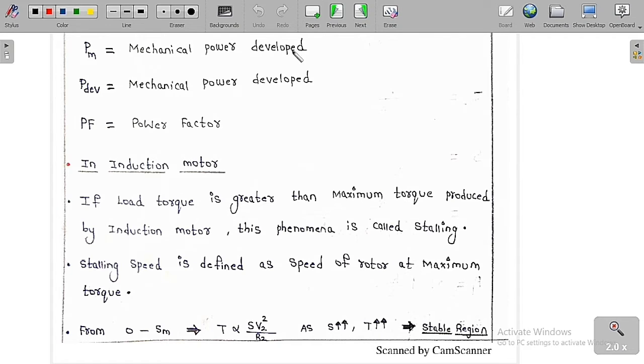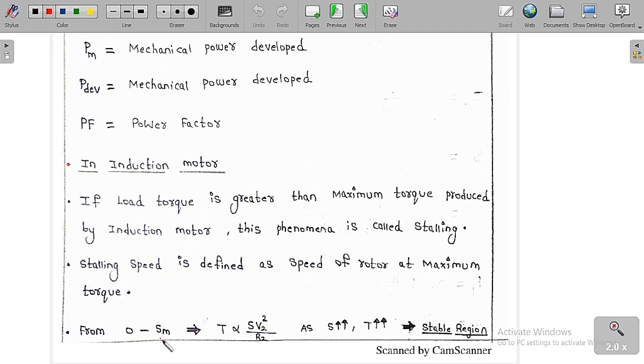So if the load torque is greater than the maximum torque produced by the induction motor, this phenomenon is called stalling. Stalling speed is defined as the speed of the rotor at maximum torque. These are the important points that you always have to remember. The stalling speed is defined as the speed of the rotor at the maximum torque. See, I've already told you about the range from 0 to S_m.